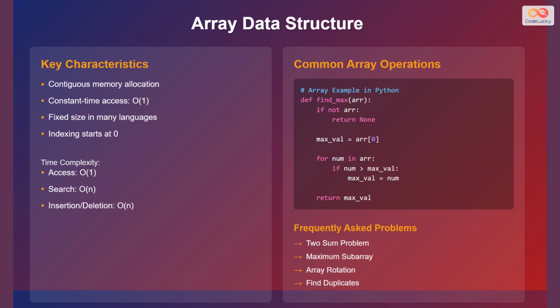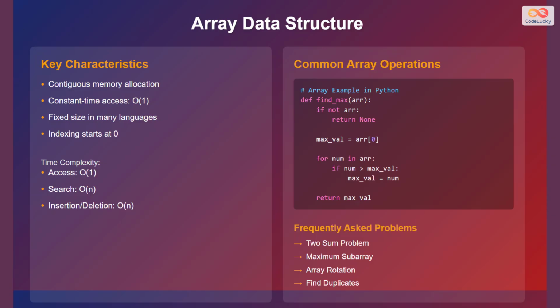Now, let us look at a common array operation using a Python code snippet. This code defines a function findMax that finds the maximum value in an array. It initializes max value with the first element and then iterates through the array, updating the max value if a larger element is found.